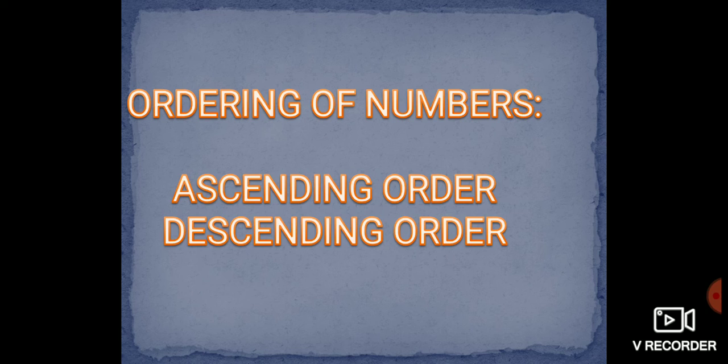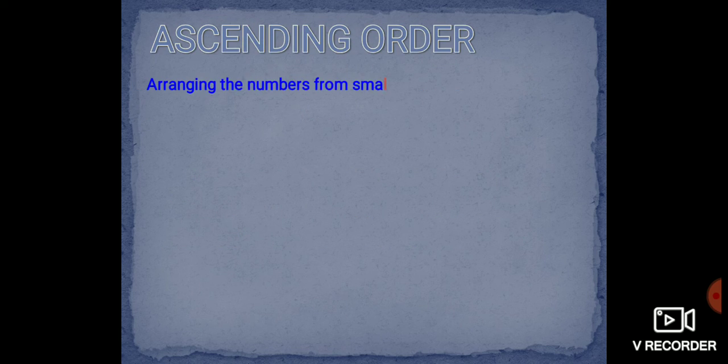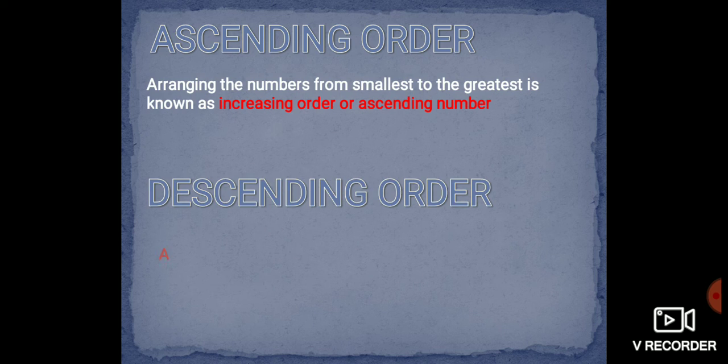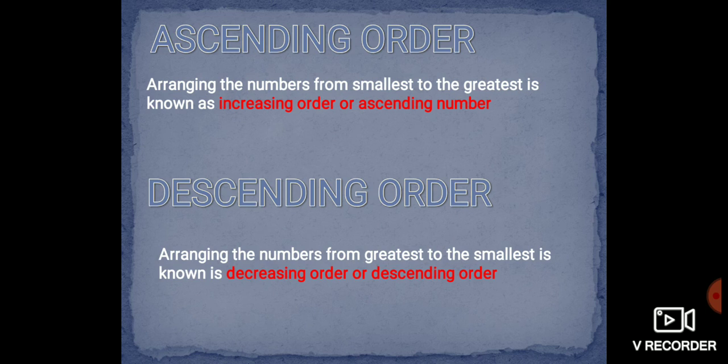Ordering of numbers, ascending and descending order. Ascending order: arranging the numbers from smallest to greatest is known as increasing order or ascending order. Descending order: arranging the numbers from greatest to smallest is known as decreasing order or descending order.